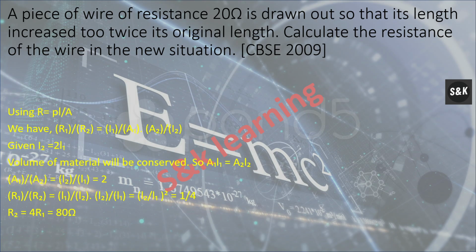A piece of wire of resistance 20 ohm is drawn out so that its length increased to twice its original length. Calculate the resistance of the wire in the new situation. Using the formula R equals rho L divided by A, putting the value we get the resistance of the wire is 80 ohm.